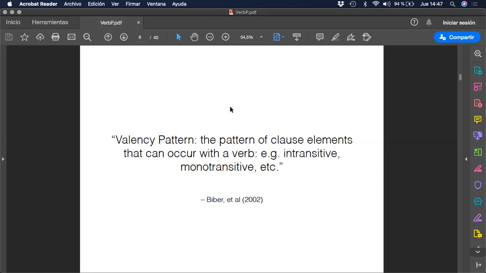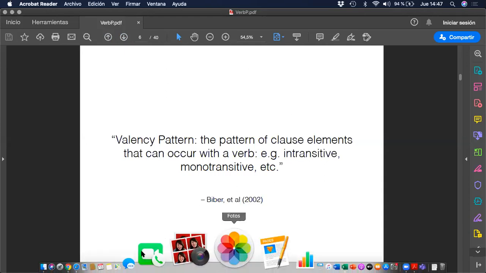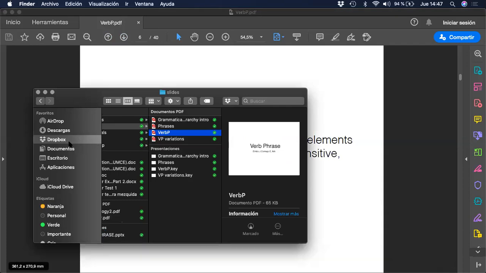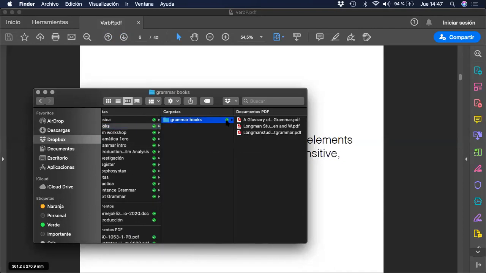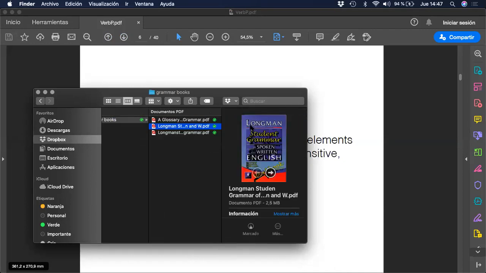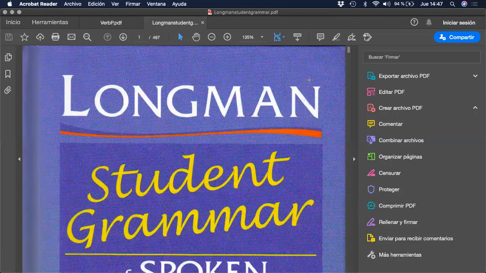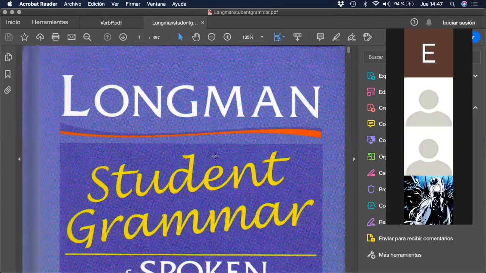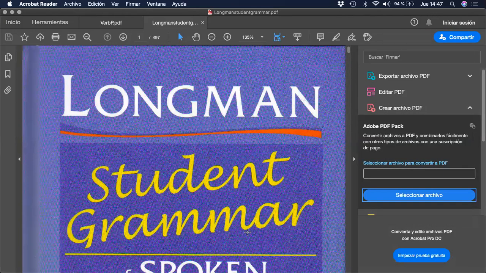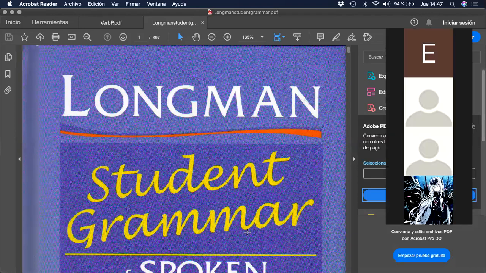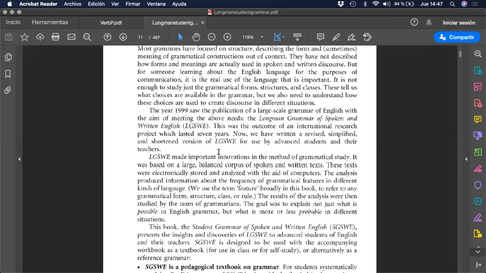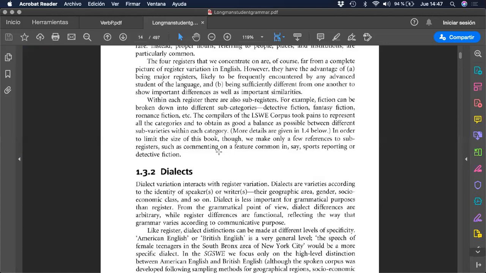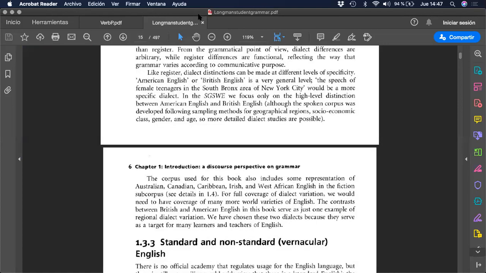I do need to show you this. Okay, when I say valency pattern, I'm going to use a book now. Okay, this is a book, The Longman Student Grammar of Spoken and Written English, and now I'm looking for one specific element, which is the valency patterns.